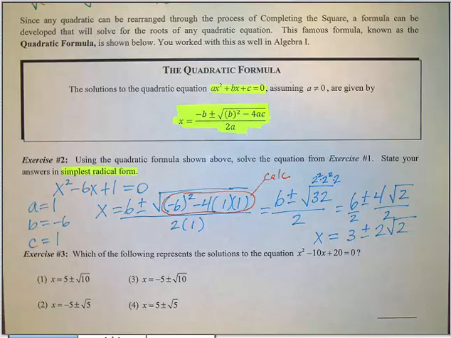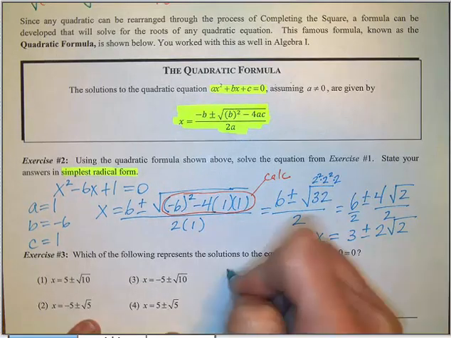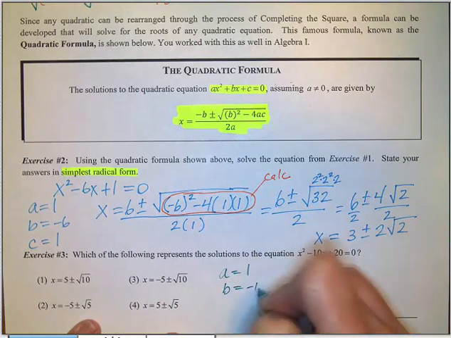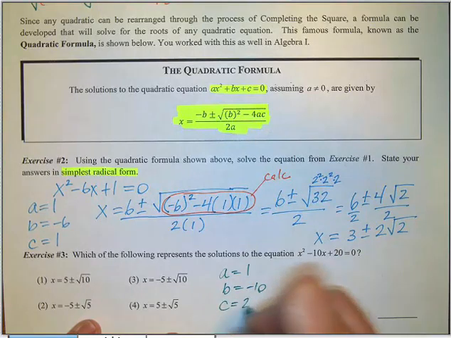So exercise 3. Which of the following represents the solutions to the equation x squared minus 10x plus 20 equals 0? So I look at the answers. None of the answers are real and rational. So I know I have to use either completing the square or the quadratic formula. Since this worksheet and this lesson is all about the quadratic formula, that's what I'm going to use. So a equals 1, b equals negative 10, and c equals 20.